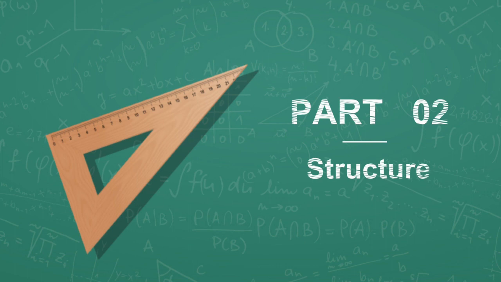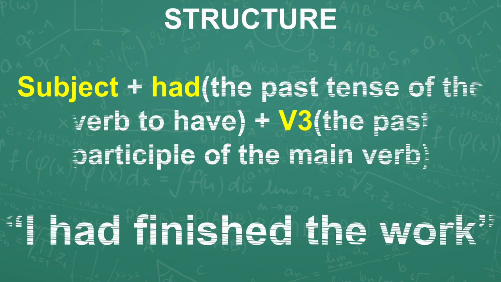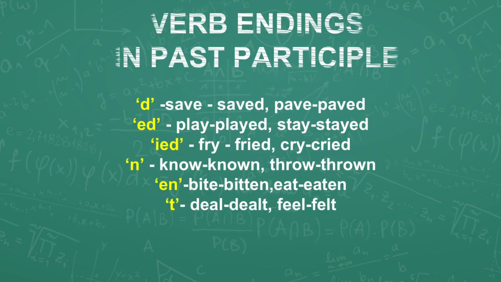The structure of the past perfect is quite straightforward. It is formed by combining the subject, had, which is the past tense of have, and the past participle of the main verb. The past participle comes in various forms.